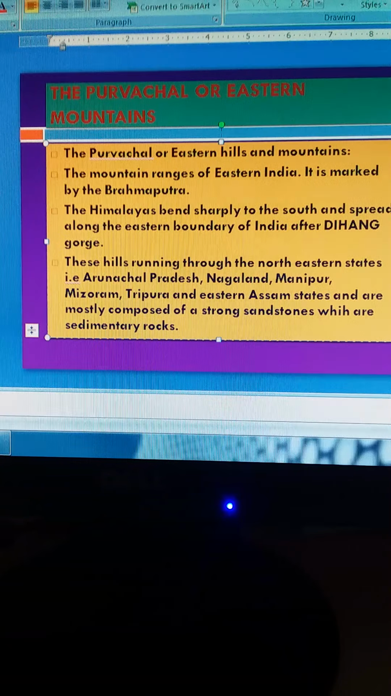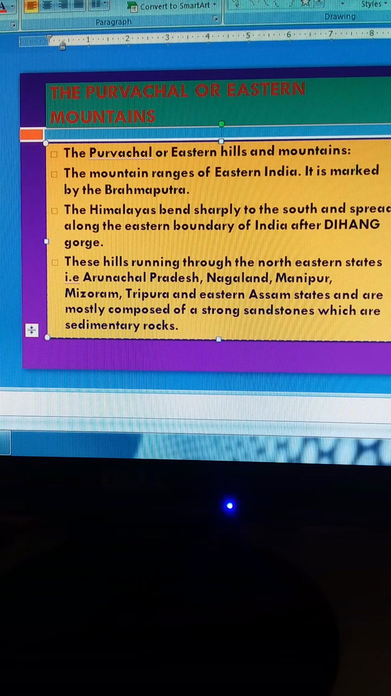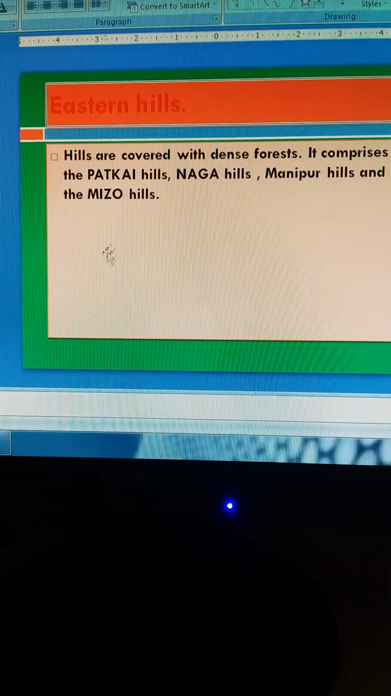So these are the parts of the Himalayas. Now the eastern hills are covered with dense forest. It comprises the Patkai Hills, Naga Hills, Manipur Hills and the Mizo Hills.